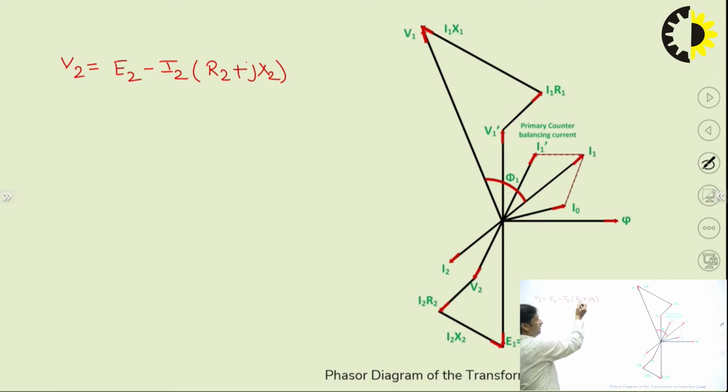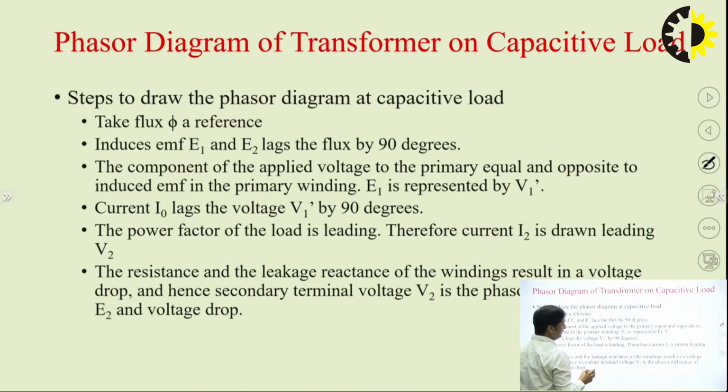R2 is the resistance of the secondary winding of the transformer. X2 is the leakage reactance of the secondary winding. Now this is the drop in the secondary winding. This is jX2, because even for the leakage reactance, the drop is almost 90 degrees from the resistance drop. And these are all phasor sums.